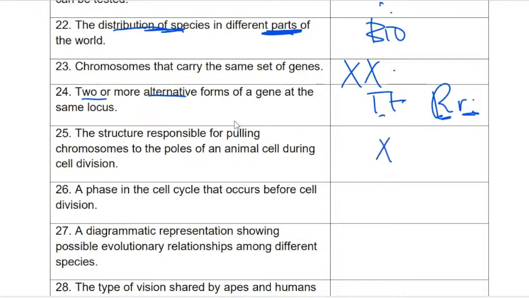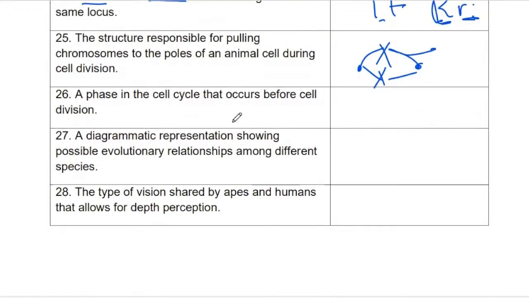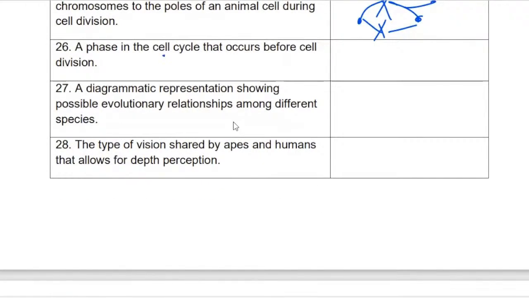The structure responsible for pulling the chromosomes to opposite poles of an animal cell. You remember when you are like this, how do you call that structure which pulls the chromosomes to opposite poles? We call it spindle fibers, they are the ones which pull. Then they're saying a phase in the cell cycle that occurs before cell division: interphase. They're not saying a phase in meiosis. They're saying cell cycle. So it means that you talk about interphase.